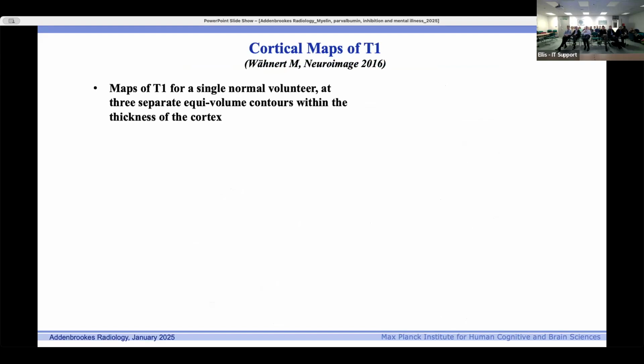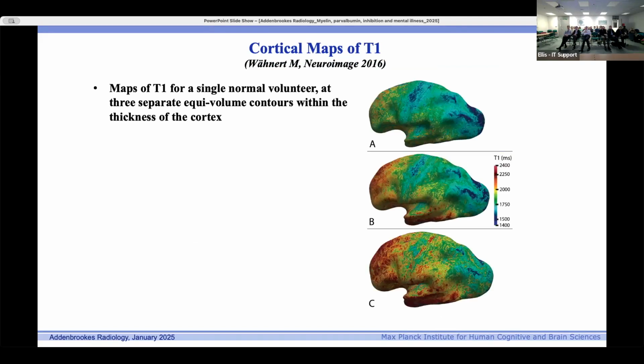And we were doing this in Leipzig. We were mapping the T1 at 3 separate equivalent contours within the thickness of the cortex. So at different depths in the cortex, we get different maps of the myelin, which again match up with the work using a microscope of Elliot Smith. So you'll see the primary motor cortex very heavily myelinated and the primary visual cortex very heavily myelinated.